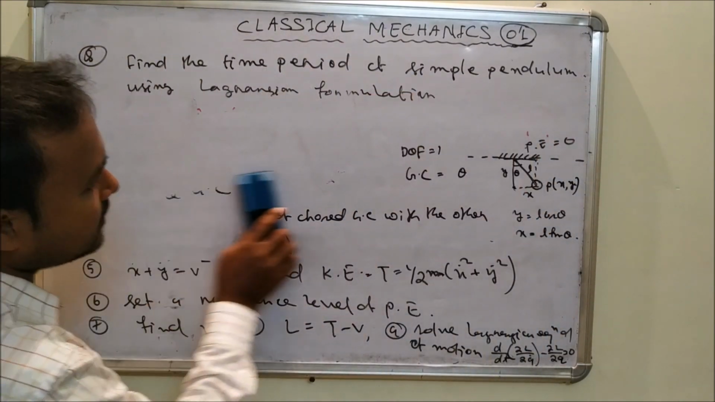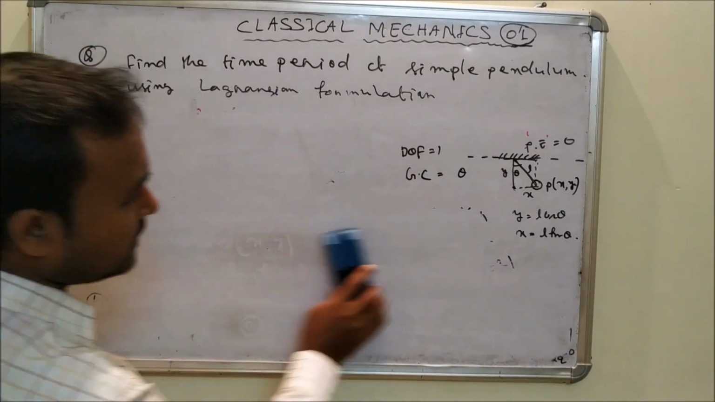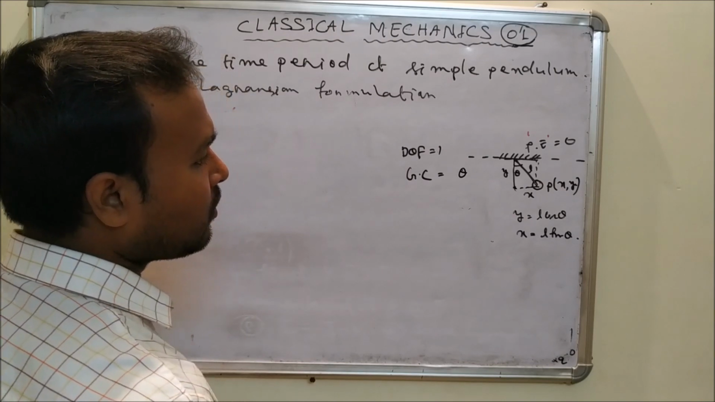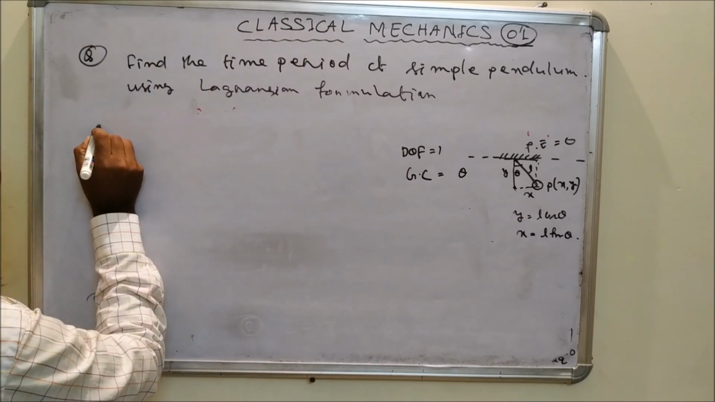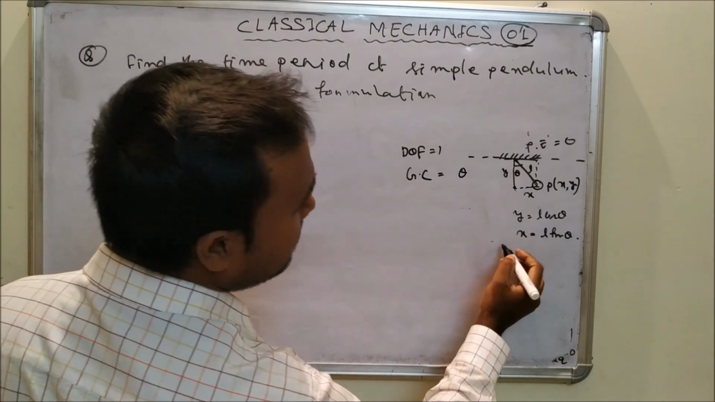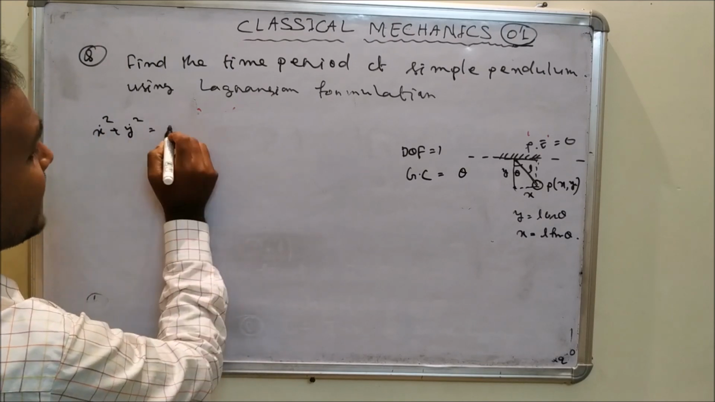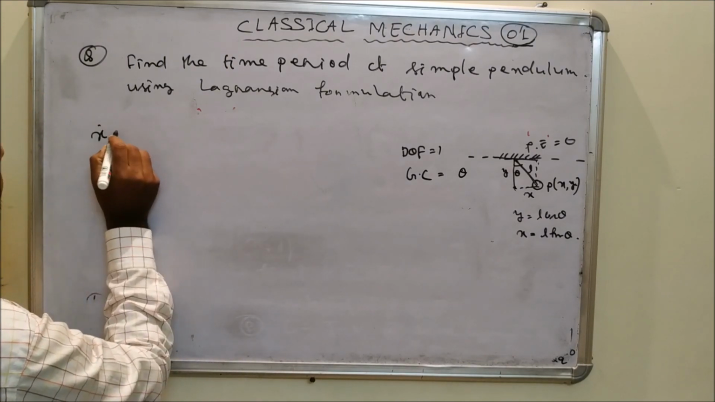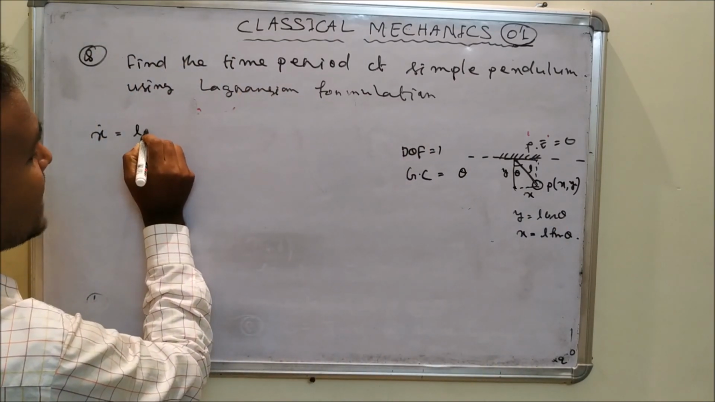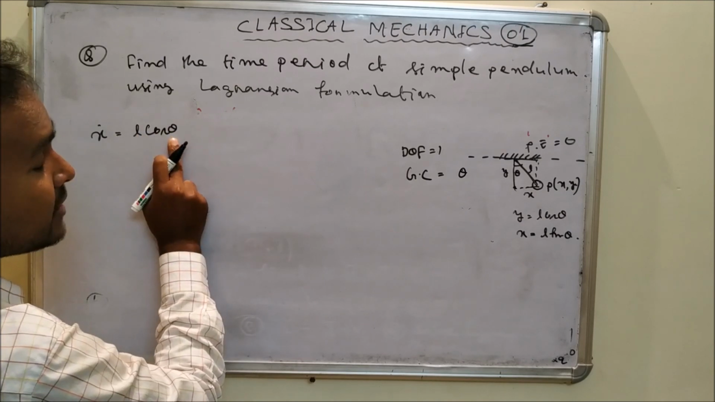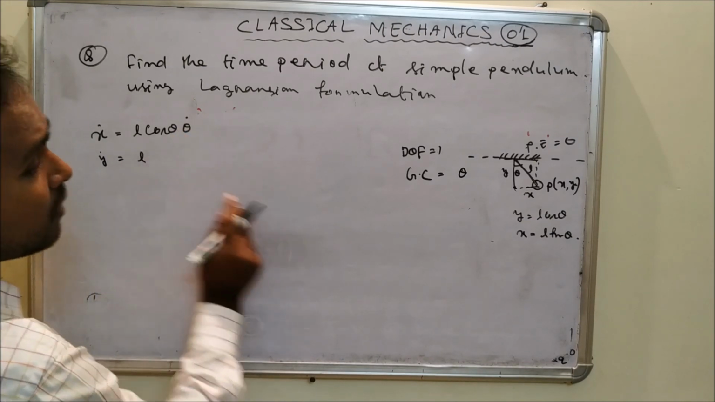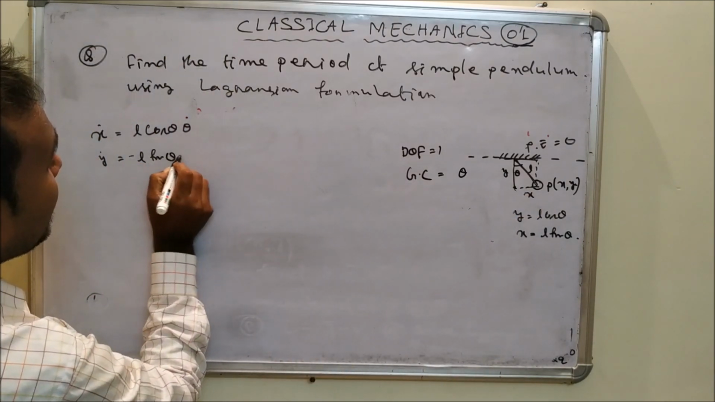What is our problem? Follow all these steps. We already got the degree of freedom as one, and the generalized coordinate we choose is theta. The next step is to find x dot square plus y dot square. You know that x equals L sin theta and y equals L cos theta. For x dot, L is fixed, and we differentiate with respect to time. The derivative of sin theta is cos theta, but we are not differentiating with respect to theta, we are differentiating with respect to t, that is why theta dot. And y dot will be L times the derivative of cos theta, which is minus sin theta, and again theta dot.